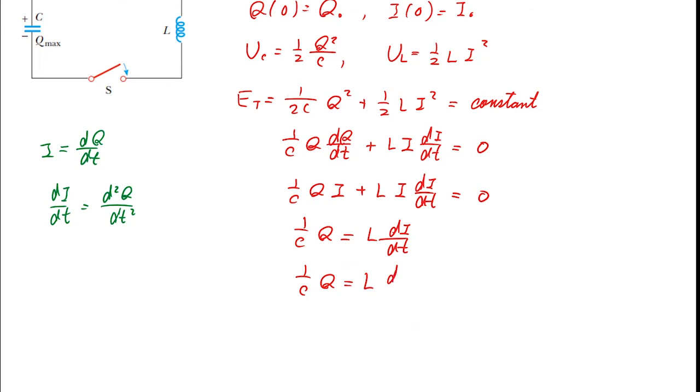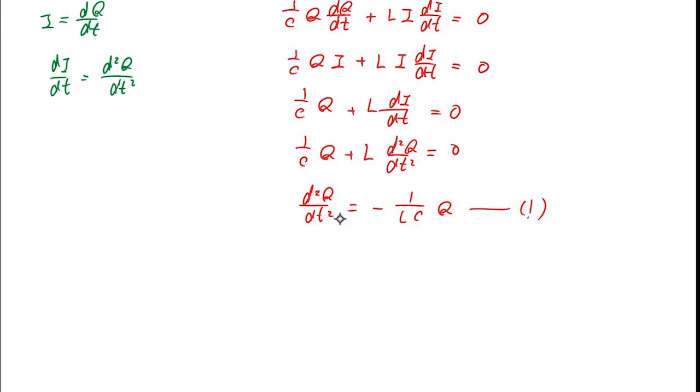plus equal sign. Second derivative. Okay. The second derivative here is of Q. Solving for this, the second derivative of Q is equal to negative, divided by L, so 1/LC, times Q. I'm going to call this equation 1. Why does this look so familiar? Where have we seen this differential equation before?